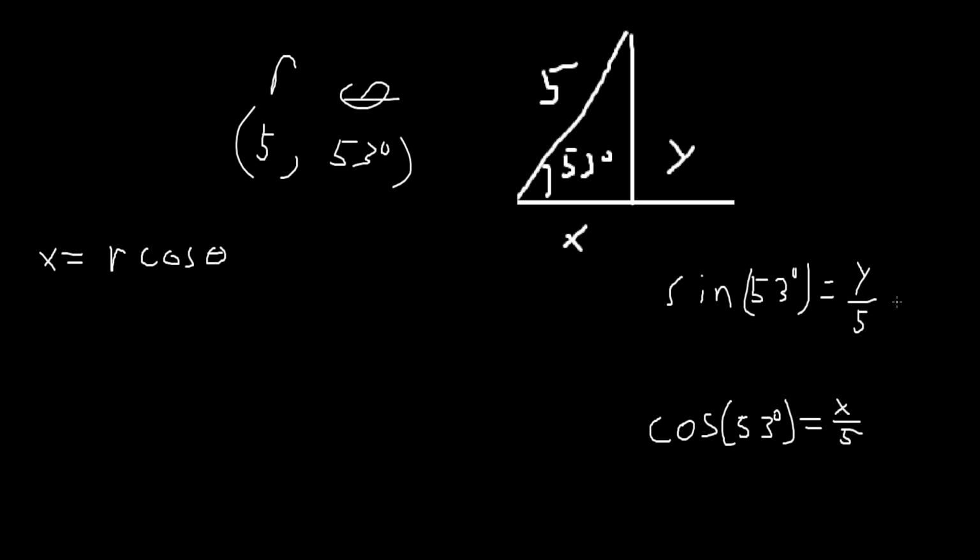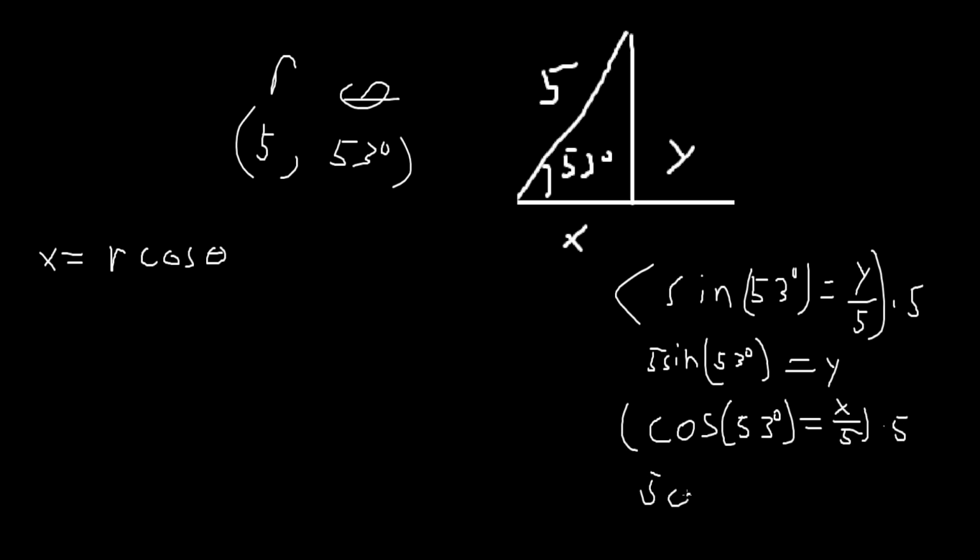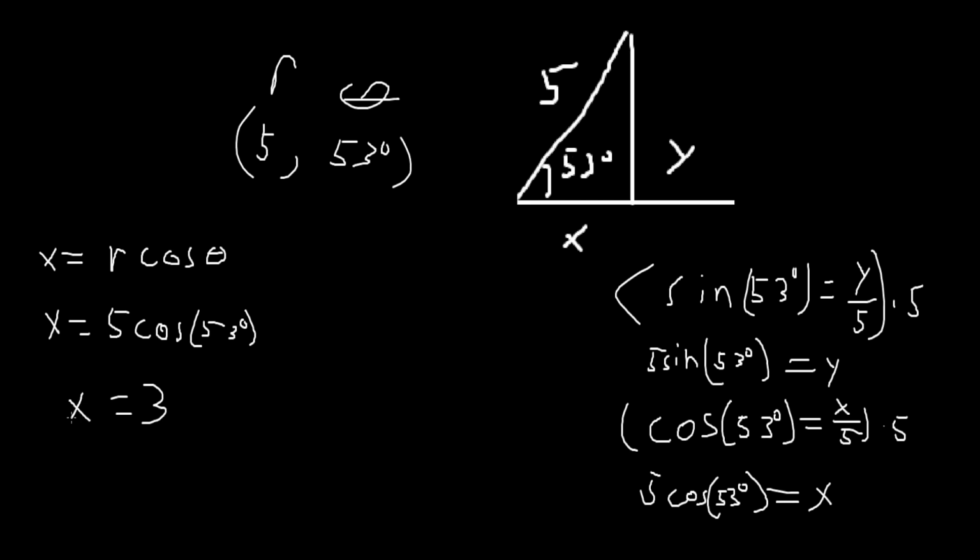So from here, we can use some simple algebra. We multiply by 5 on both sides. So that'd be 5 sine of 53, which is our theta, that's going to equal y. If we do the same thing down here with the x's, we're going to have 5 times cosine of 53. That is going to give us the x value. So in this case, 5 times cosine of 53 degrees is actually going to give us 3. So we know that the x value is going to be 3.